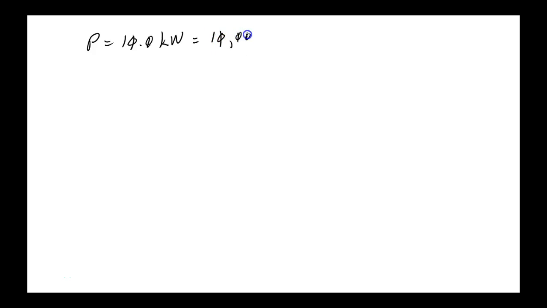That's 10,000 watts. Okay? Now, this first number has 3 significant digits. To make this meaningful, that means the bar goes over the second zero. So you have 3 significant digits there. Okay. So there is the power.